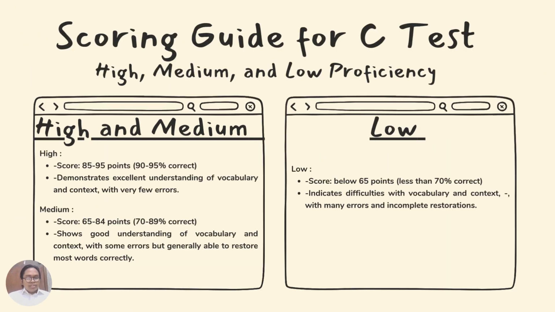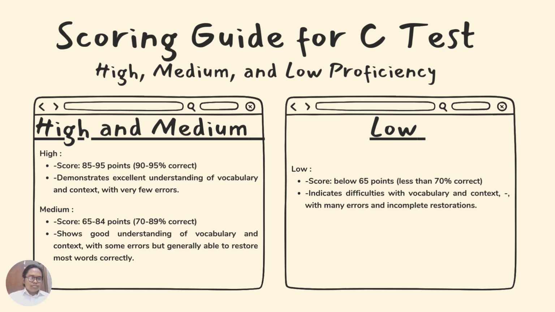So before we continue to part two, these are the scoring guide for the C-test today. We have high, medium, and low proficiency. First, we have the high and medium. The high score is 85 to 95 points, in which 90 to 95 percent correct. It demonstrates excellent understanding of vocabulary and context, with very few errors.